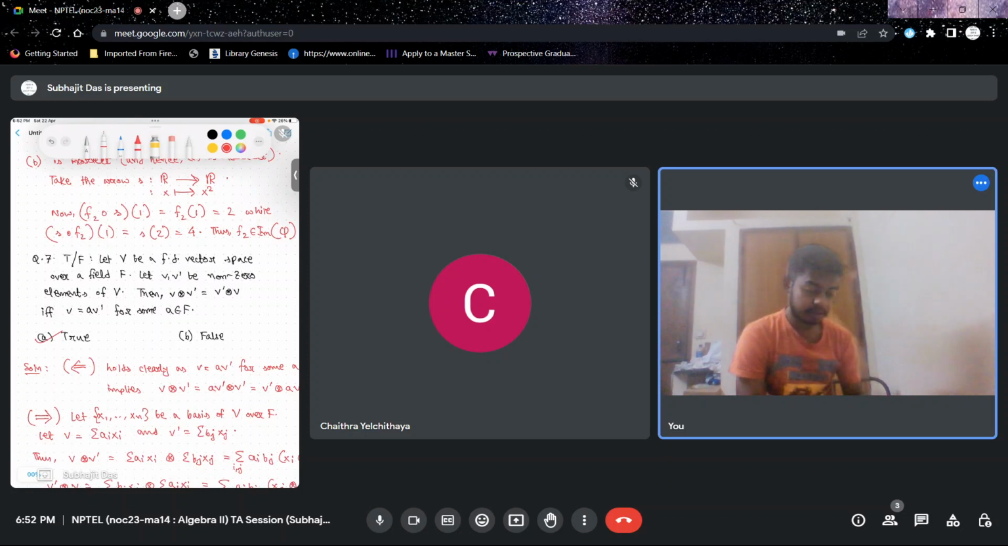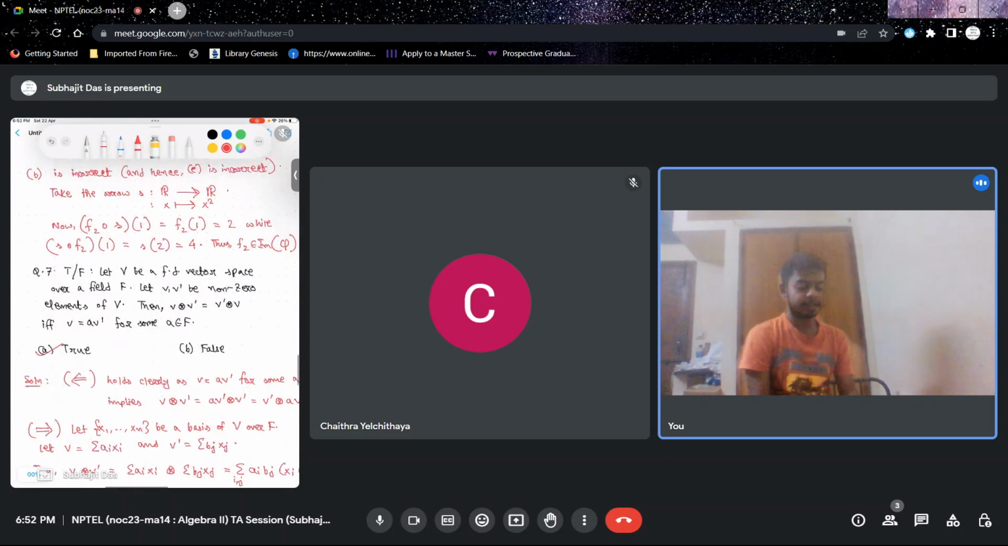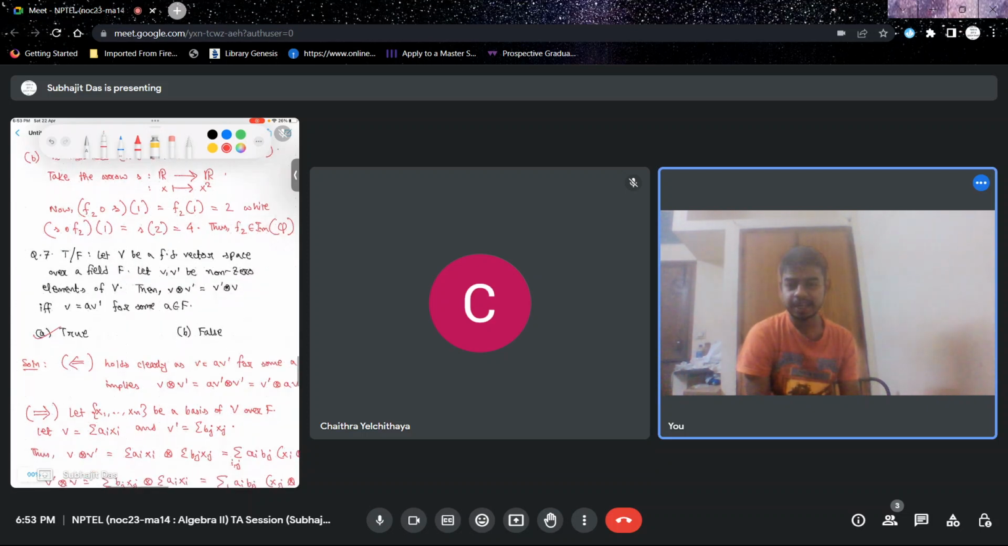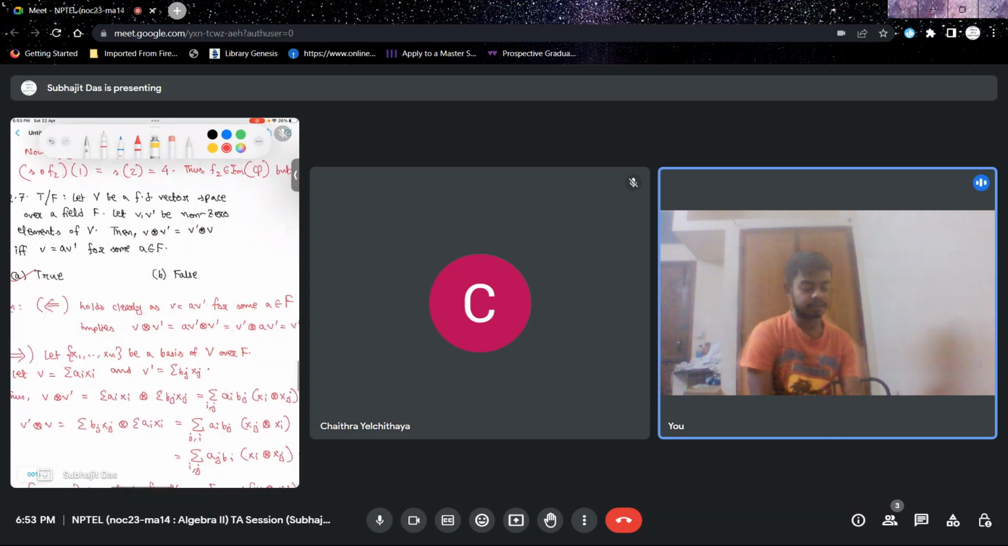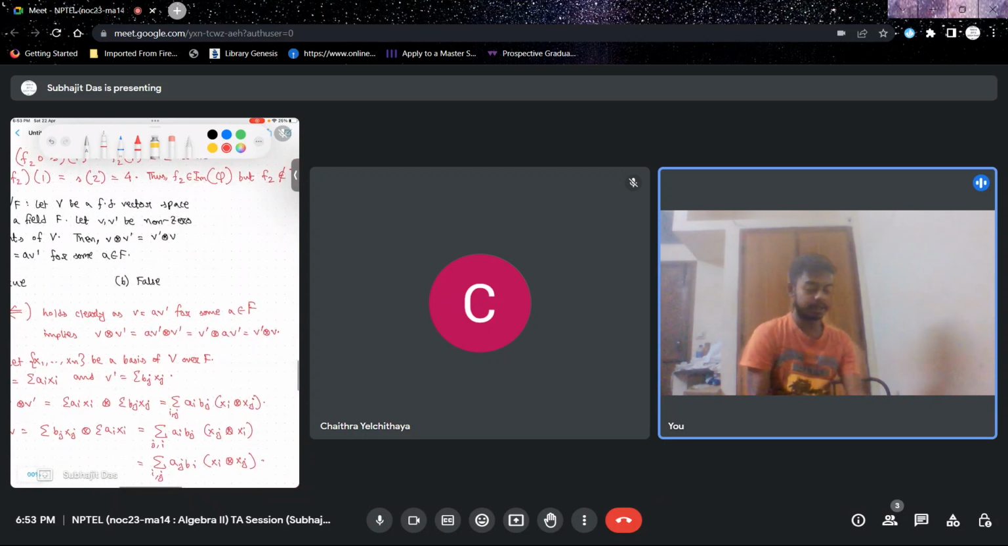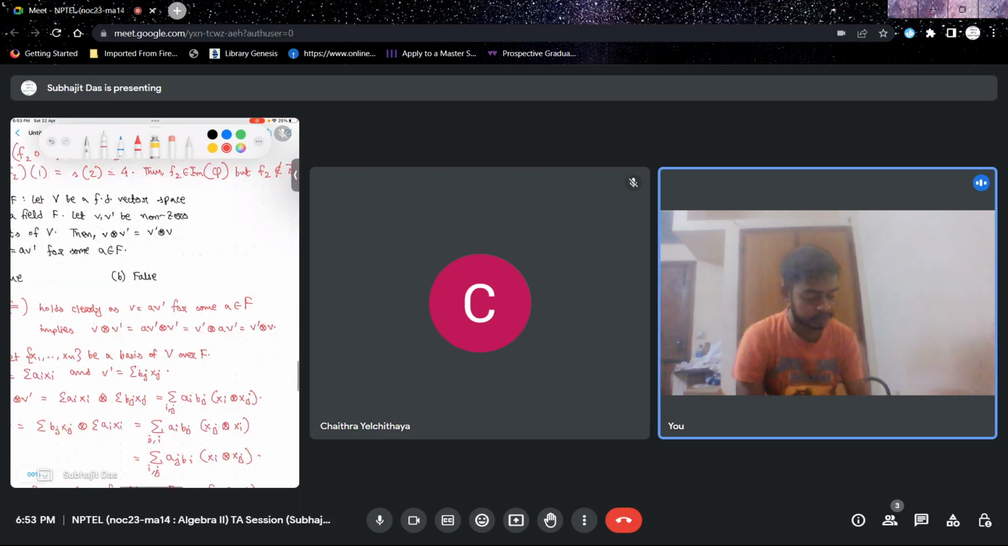So the argument goes roughly like this: you take x1 up to xn to be a basis of V over F, and you take V to be some sum of ai xi, V prime to be some sum of bj xj, and you can write V tensored with V prime as this, right? You can just compute, using the properties of the elementary tensors, that is, it splits over addition in each component, and you can switch scalars around to arrive at this expression.